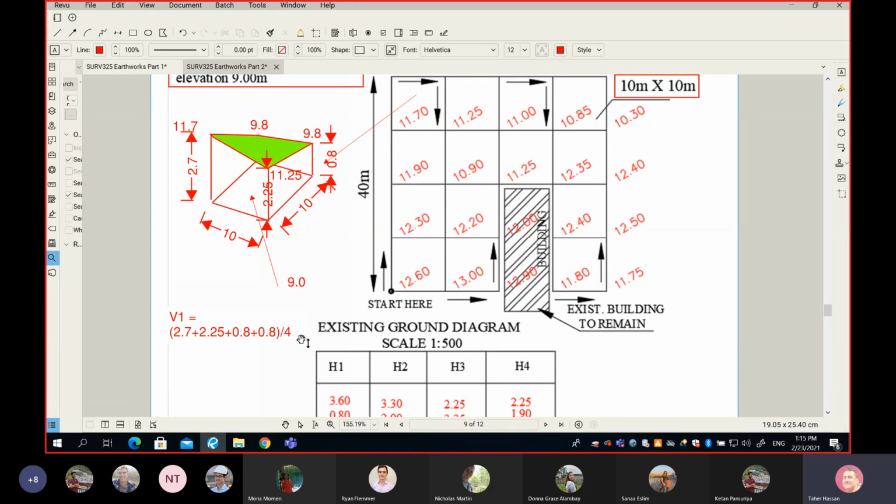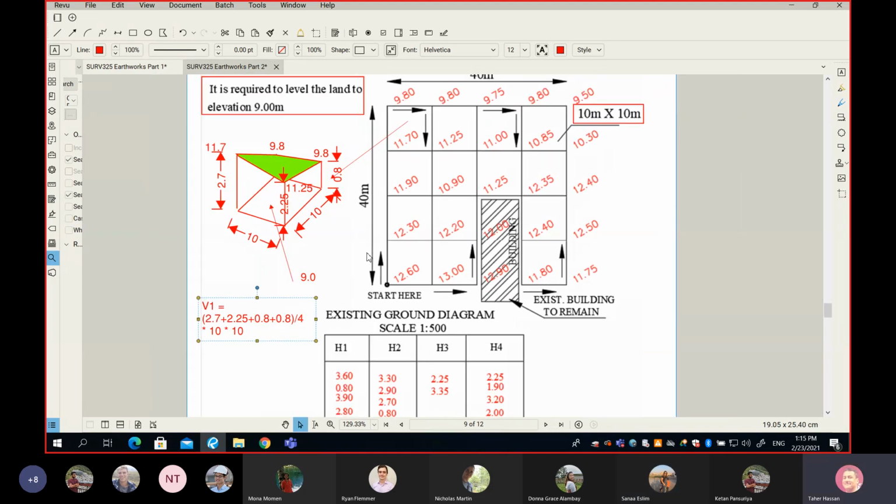I'm asking you, do you think if I multiply this number by 10 by 10, if I multiply the average depth of cut times this area of the cell, what am I getting? The volume of cut that comes out from only this cell.